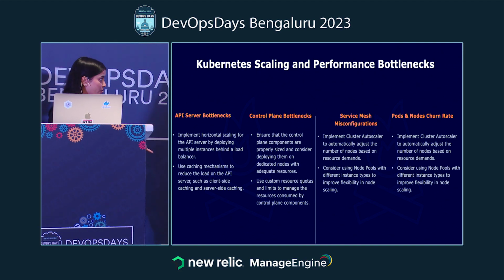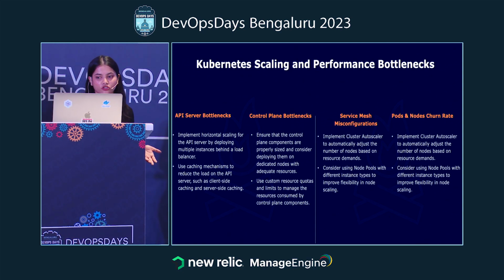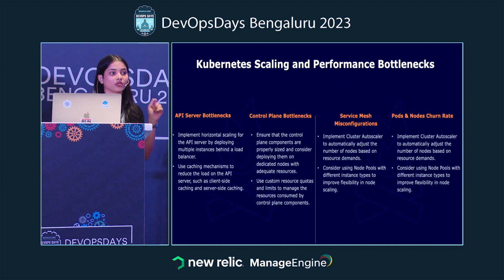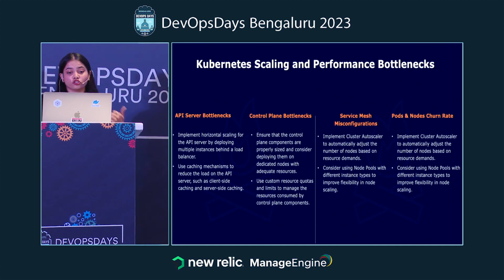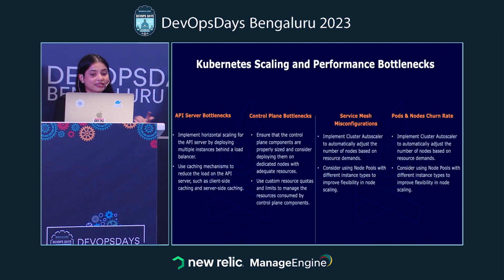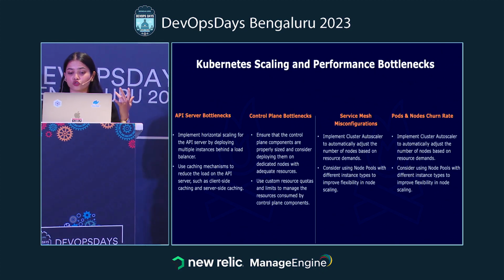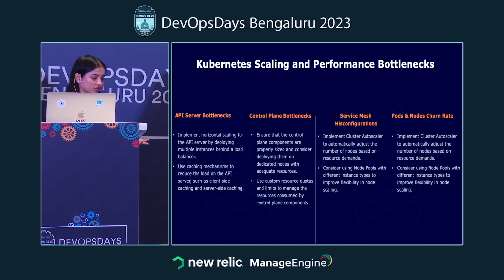The control plane components like etcd, Kube Scheduler, or Kube Controller Manager may experience scalability issues as your cluster grows. How can you mitigate that? You can ensure that these components are properly sized. You can use custom resource quotas and limits to manage your resources.